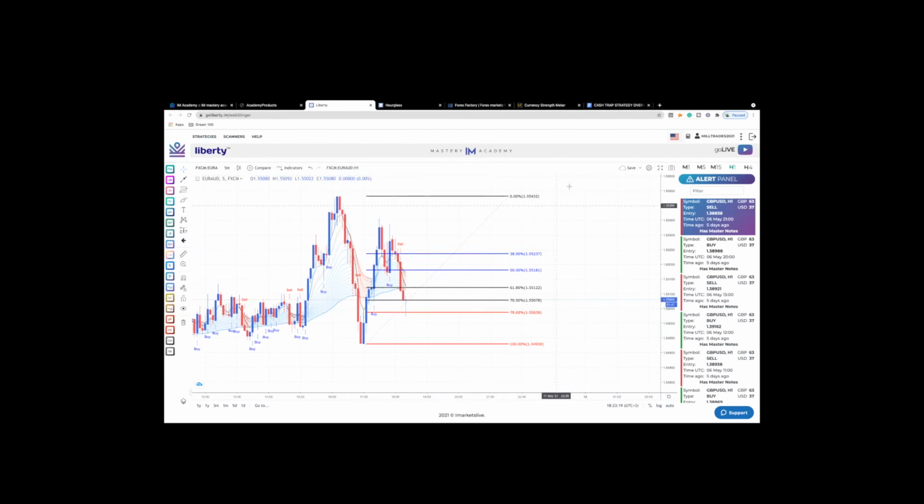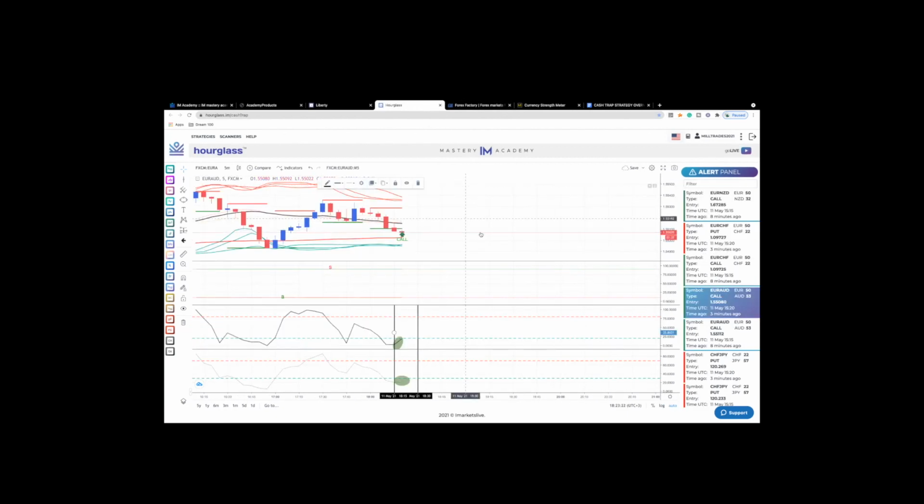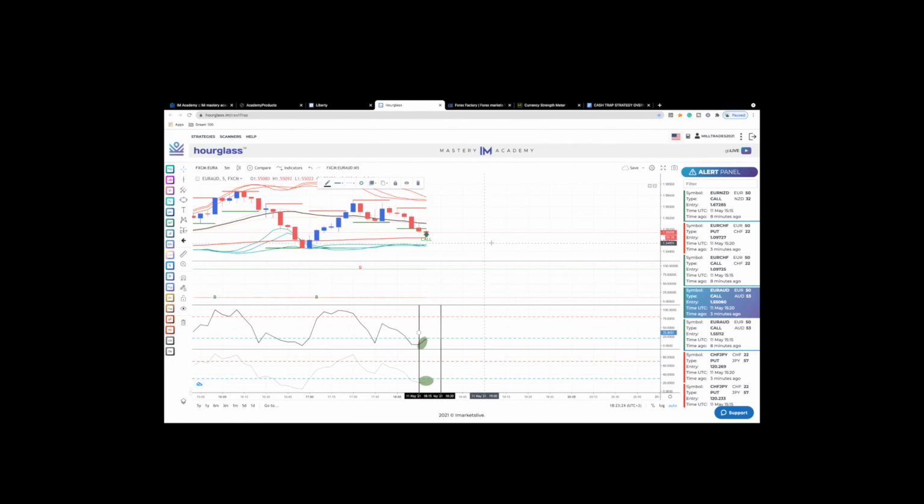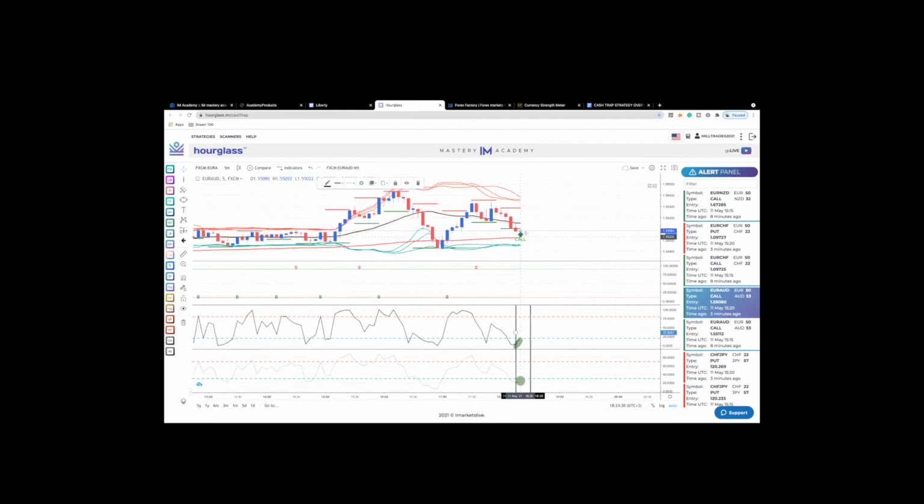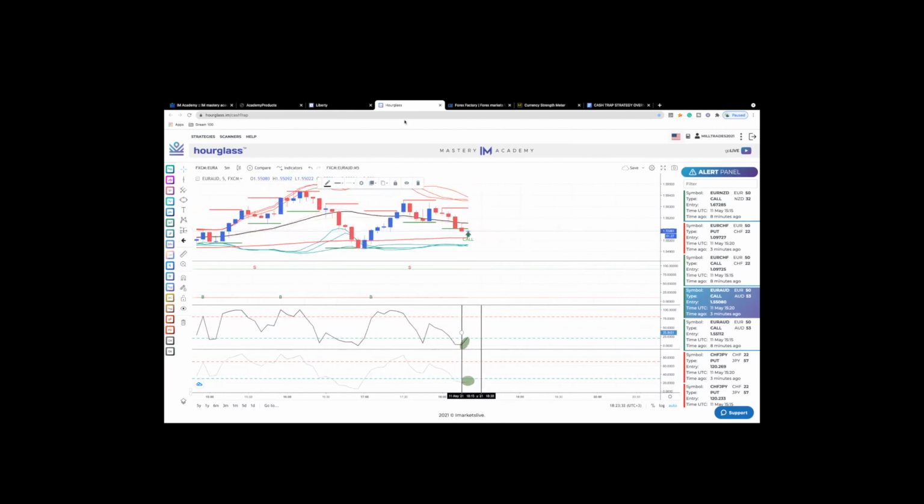Okay, let me see if I can. So the next candle should be a call. It did bounce off the 200 EMA, so that means we still could be going up in an upward direction. Let me bring up my binary cent so I can show you that I cleared those two trades.